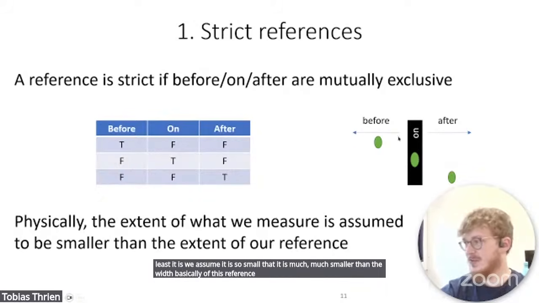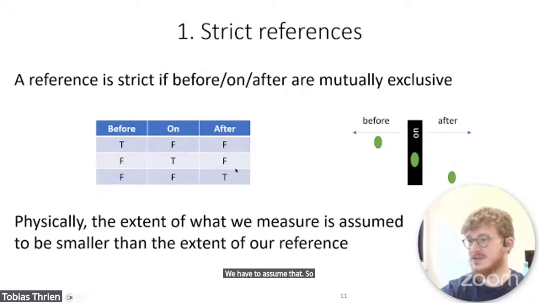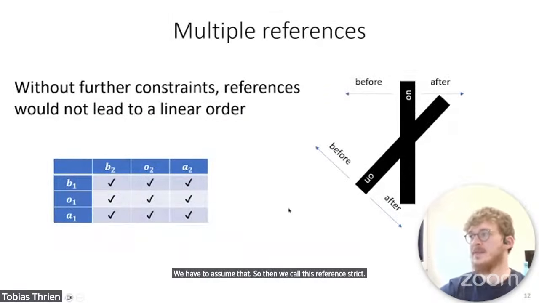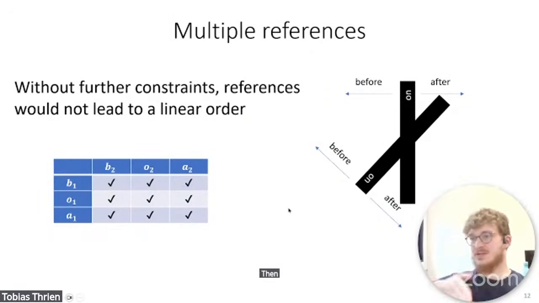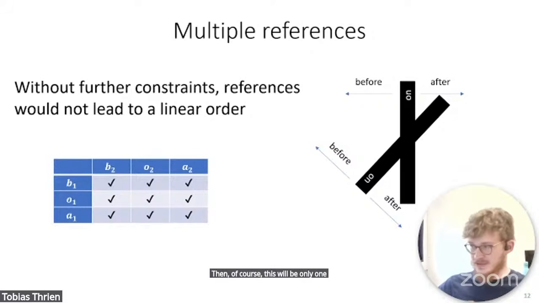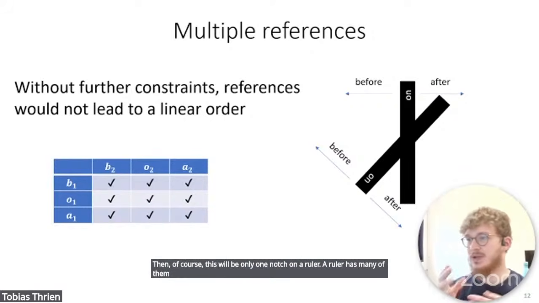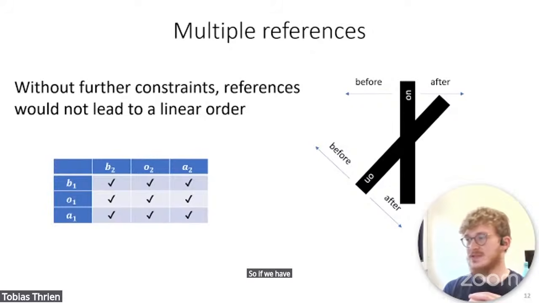We have to assume that. So then we call this reference strict. Then, of course, this will be only one notch on a ruler. A ruler has many of them. So if we have a whole system of references, they are all related to each other.